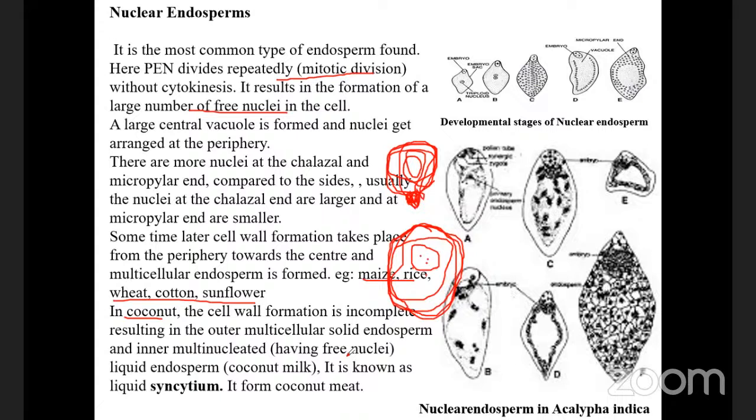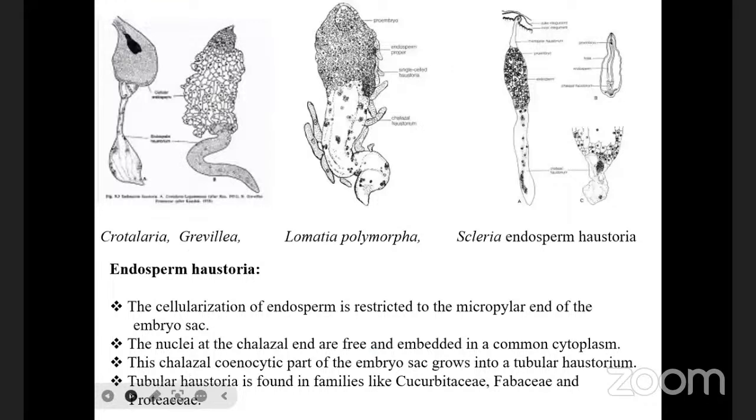Easily you can see the cotyledons in the pulses. Easily you can see the endosperm in the grasses, especially in wheat, paddy, maize. Okay, you see the liquid syncytium, it forms the coconut meat that we eat, coconut. Okay, and then you can see the various types of endosperm haustoria.